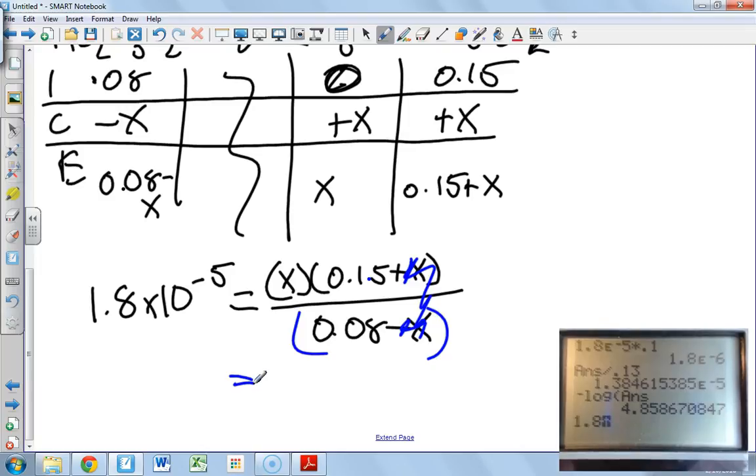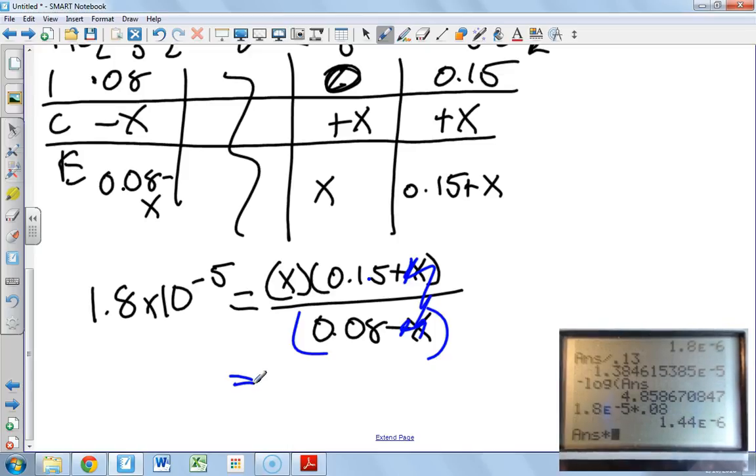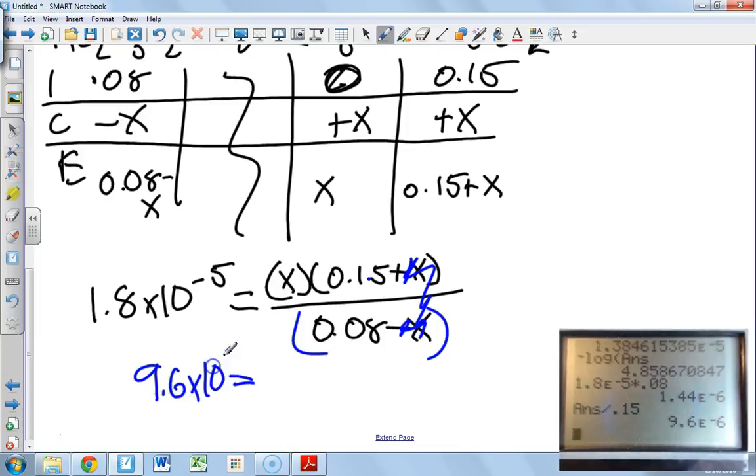So we're going to plug this in the calculator. We're going to multiply by 0.08, and then we're going to divide by 0.15. And so now we get a concentration of 9.6 times 10 to the minus 6 equals x, and that is the concentration of the hydronium ion.